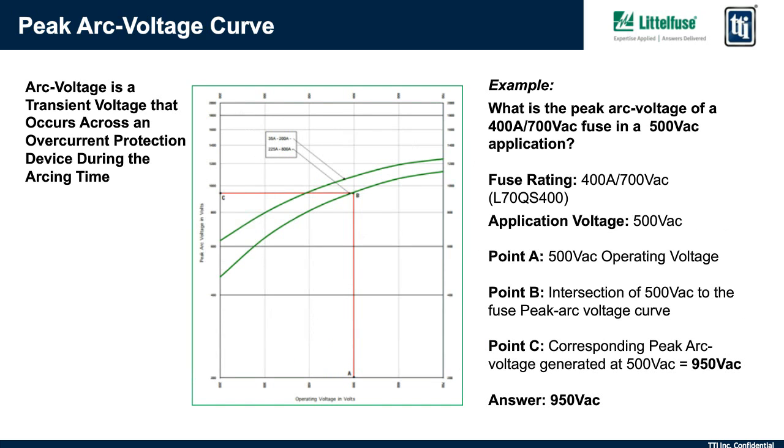So next up is the peak arc voltage curve. When the bridges of a fusible element start to melt and separate during an overcurrent fault condition, arcing occurs inside the fuse. The arc produced inside the fuse continues carrying the fault current until it is extinguished by the fuse's filler material, which is usually some form of silica sand for most industrial fuses.